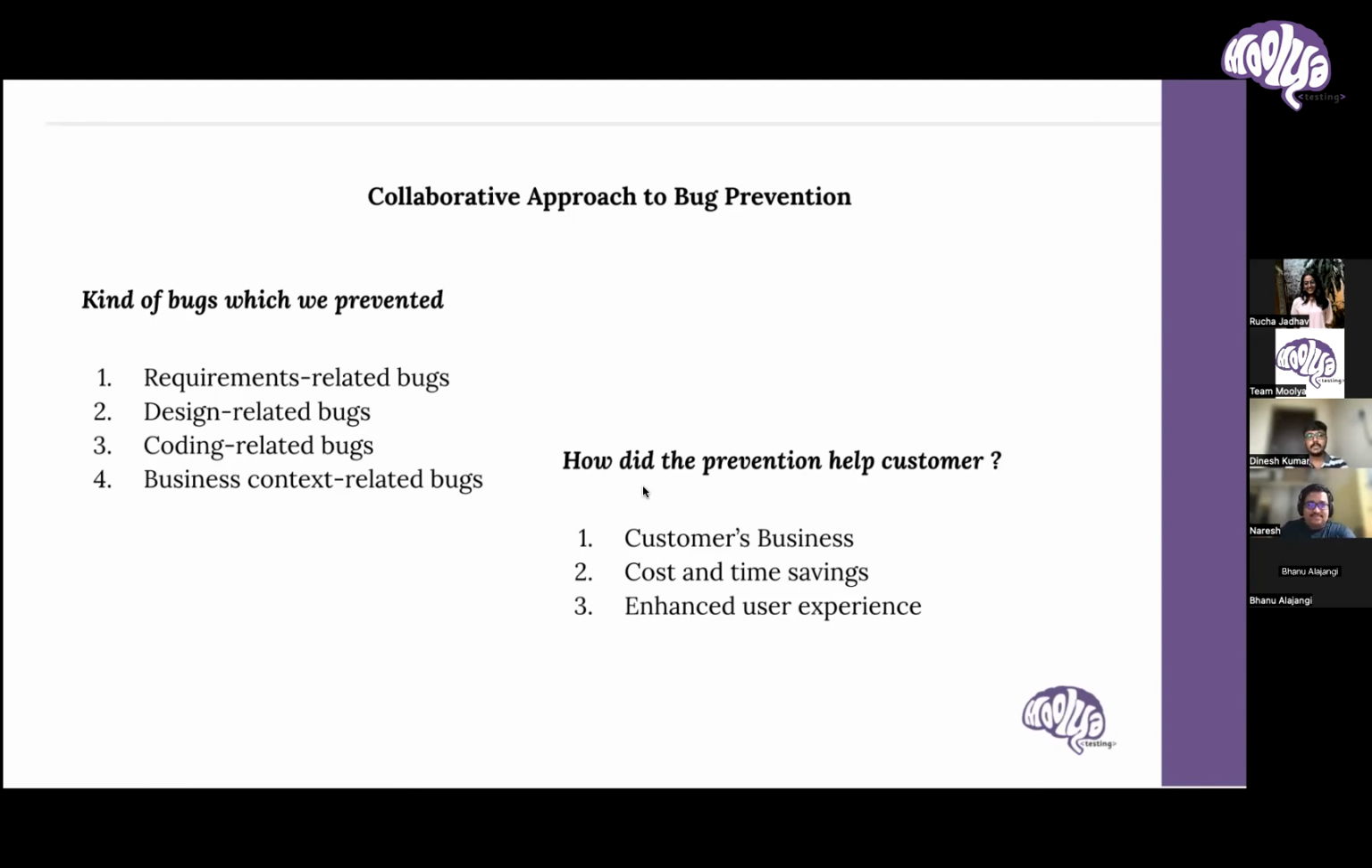Yes, Dinesh. Yep. With this collaborative approach to bug prevention, what kinds of bugs are we preventing? Mostly, in the starting, we discussed the requirement, right? So requirement related bugs. In the examples we have given, it's mostly related to the requirements, and also the business context related bugs, right? When you ask questions to the product owner, some of them turn out to be a new requirement, or the business didn't even think about the particular scenario from that perspective, right?